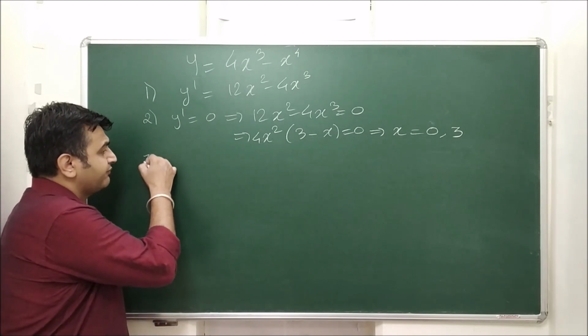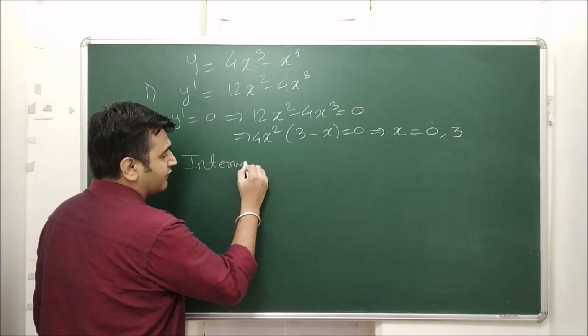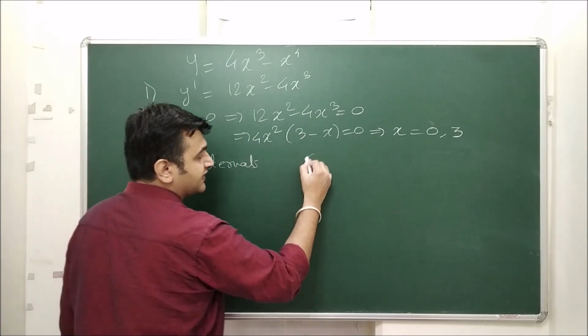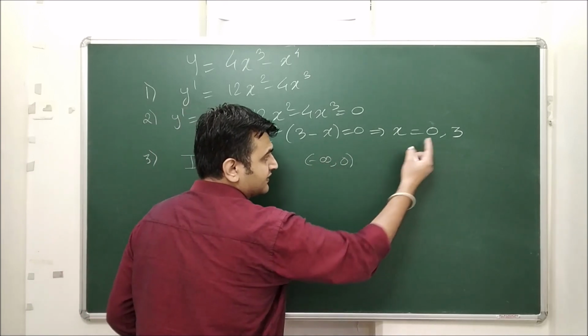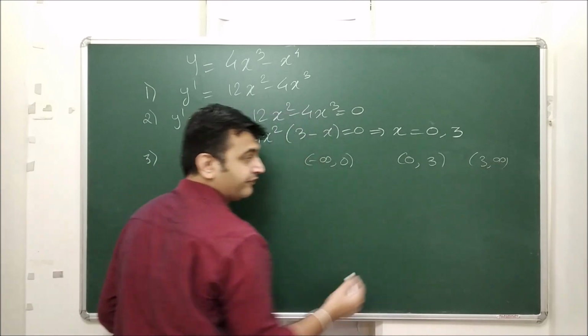Okay, now what is the third step? You have to draw the table for increasing and decreasing nature of the function. So first row will be intervals. These critical points help you to find the intervals. So you split at the intervals, and this is what you have.